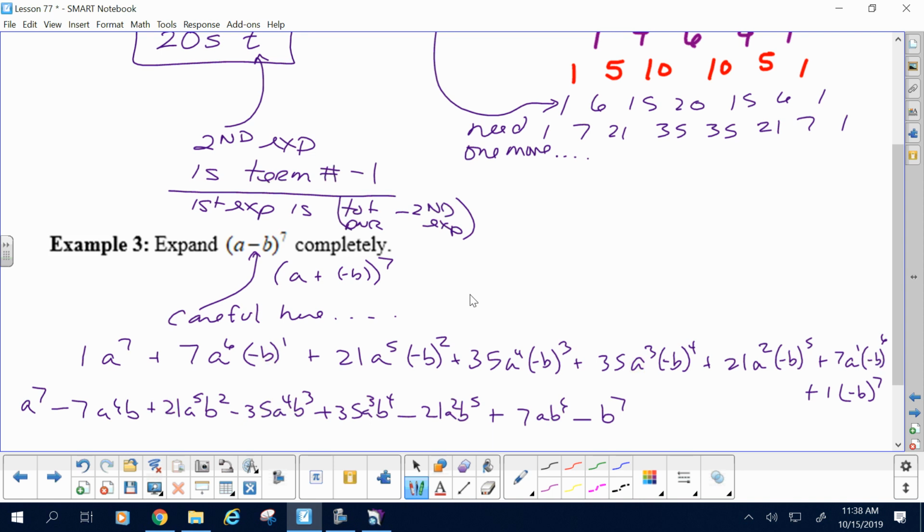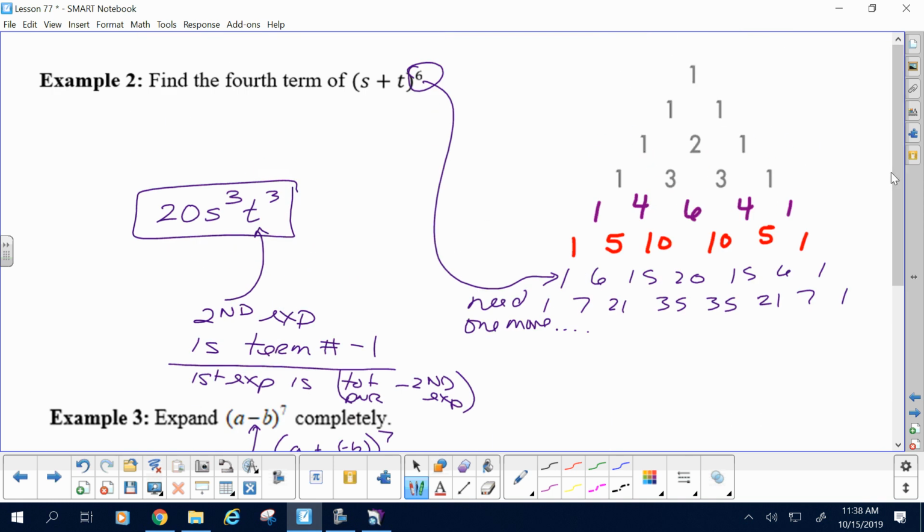Cool. All right. So when I did a plus b, a minus b to the seventh, I have 1, 2, 3, 4, 5, 6, 7, 8 terms. When I did a plus b to the fourth, if I did a plus b to the sixth, I would have 7 terms. Generally, you'll always have one more than the power you're doing. So a plus b to the n, you'll have n plus 1. All right, that's it. Are you with me?